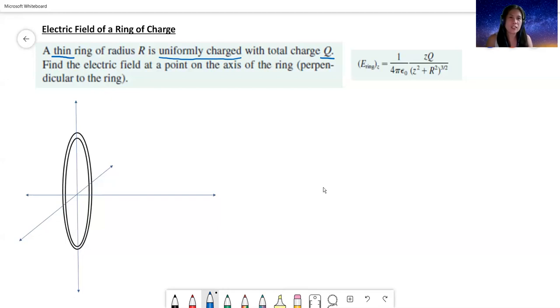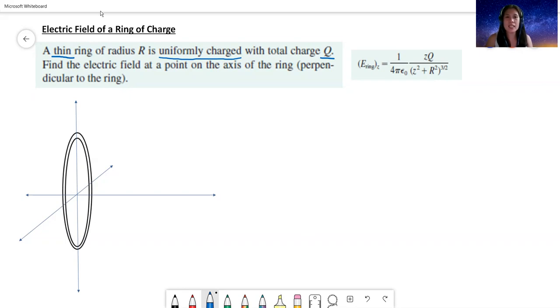So that's a thin ring, no thickness, uniformly charged. It means that the charge density is constant. So even if you slice at any portion of the ring, you'd still get the same charge density. Since it's just thin, we can actually consider it as if it's a line charge, but it is just bent to form into a circle, or a line charge that is wrapped on a circle. So you imagine it like that.